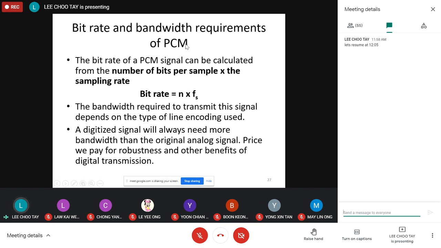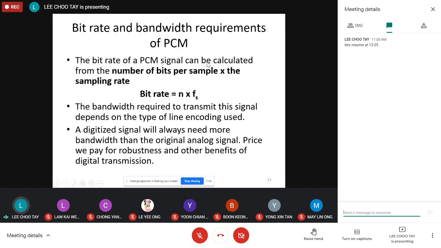Okay, so we have moved to the more important part of this chapter, which is the bit rate and bandwidth requirements of PCM. As far as the communication system is concerned, remember the two resources that we must always consider when we construct a communication system. The two important resources are bandwidth as well as your signal power. So let's look at the bandwidth. Bandwidth is related to our bit rate.